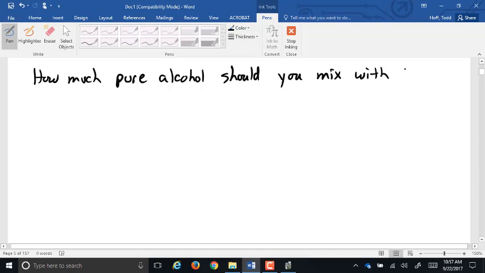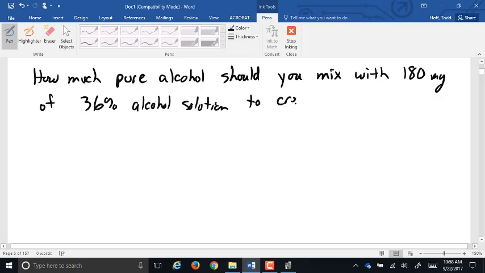How much pure alcohol should you mix with 180 milligrams of 38%? That ain't going to work very well. Let's go 36% alcohol solution to create 30% alcohol solution.